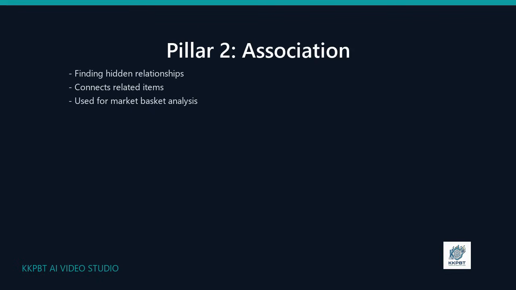Next up is association. This is all about finding hidden relationships between items in a dataset. Have you ever noticed how grocery stores place peanut butter right next to jelly? An association algorithm discovers rules like if a customer buys item X, they are likely to buy item Y. This is heavily used in market basket analysis to discover shopping habits.